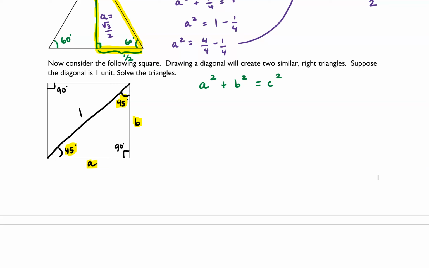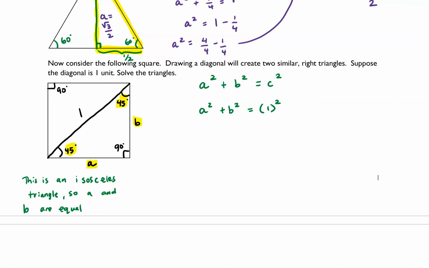Now, the only value that we know in that equation so far is the length of the hypotenuse, which is 1. And if we have a single equation like this, we can't quite solve for it if there are two unknown variables. However, we can make the substitution. This is an isosceles triangle. So A and B are equal.